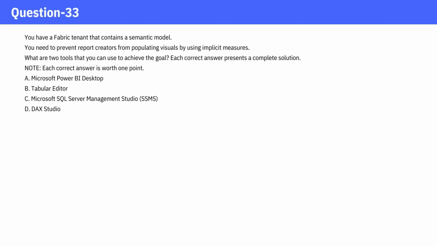Question 33. You have a Fabric tenant that contains a semantic model. You need to prevent report creators from populating visuals by using implicit measures. What are two tools that you can use to achieve the goal? Each correct answer presents a complete solution. A. Microsoft Power BI Desktop. B. Tabular Editor. C. Microsoft SQL Server Management Studio, SSMS. D. DAX Studio. Pause the video, take a moment to think, and then check the answer.